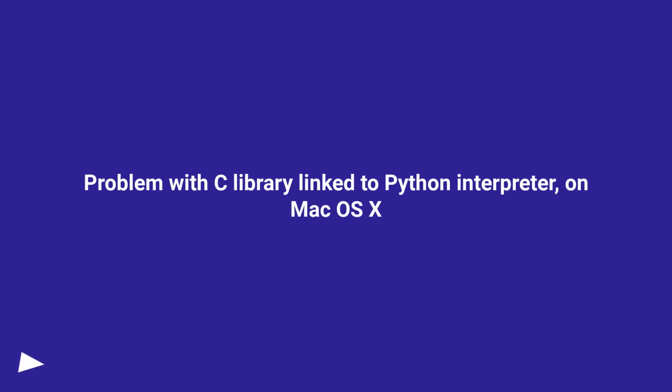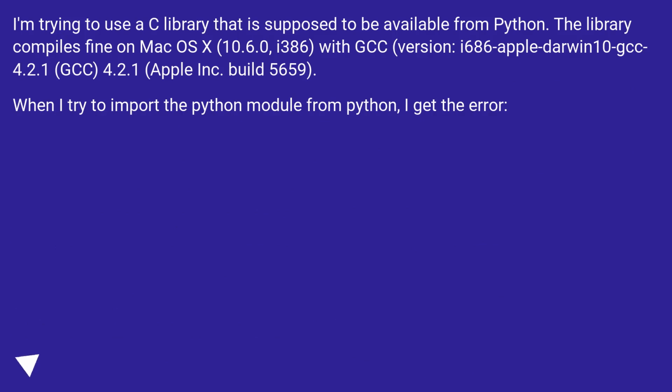Problem with C library linked to Python interpreter on Mac OS X. I'm trying to use a C library that is supposed to be available from Python. The library compiles fine on Mac OS X 10.6.0 i386 with GCC version i686-apple-darwin10-gcc-4.2.1, Apple Inc. build 5659. When I try to import the Python module from Python, I get the error.